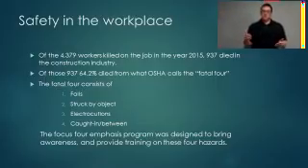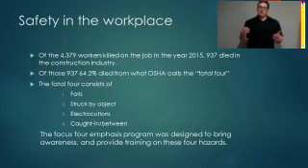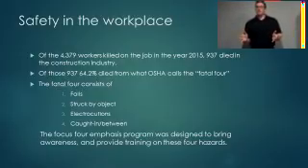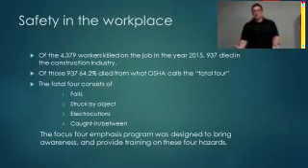Some interesting statistics for you. Of the 4,379 workers that died in 2015 at the workplace or on the job site, roughly 930 of those were construction fatalities. Of those fatalities, there are four main hazard categories that the bulk of those fatalities fell under. Those being falls, struck by object, electrocution, or caught between or in. And those made the bulk of the fatalities within the construction industry.